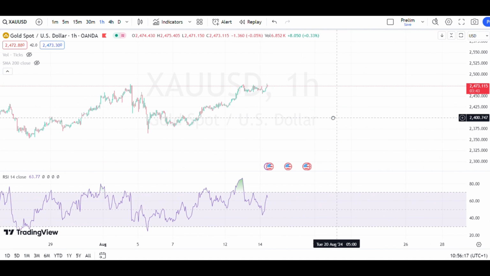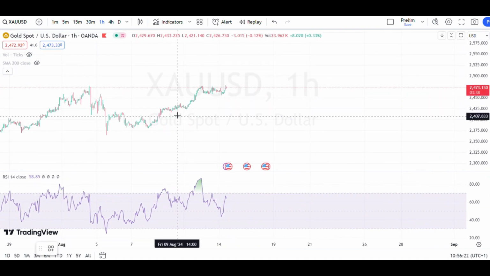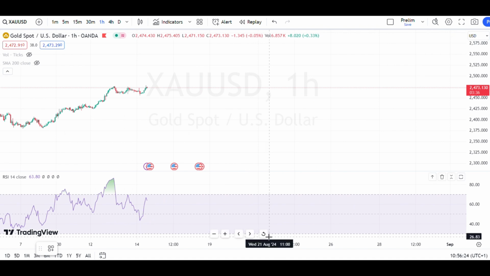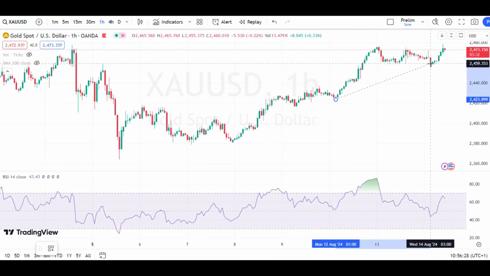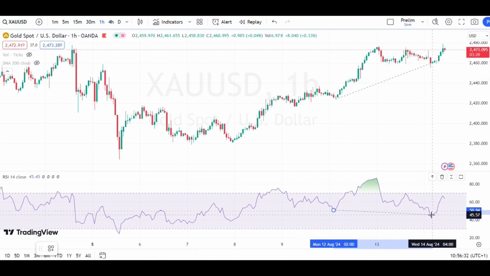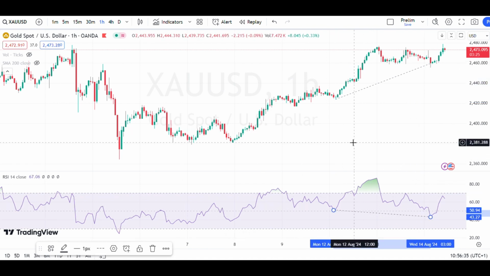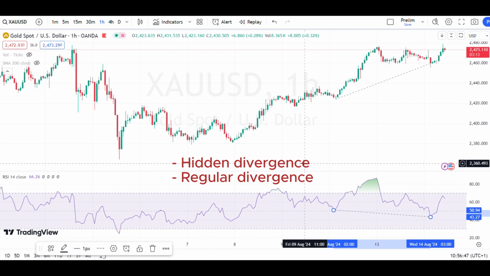What are we seeing? Okay, so going back to what we saw yesterday, if you recall, this is where we were. We were here, right? And like I always say, if you've not watched the video I made yesterday on gold using the same strategy, please go back and watch. This strategy makes use of two different divergences. We'll make use of the hidden divergence and also the regular divergence.